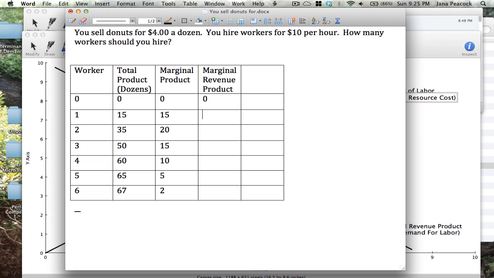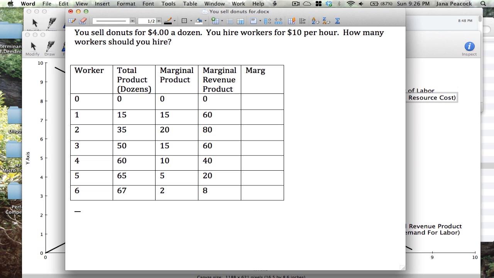So here, to get from marginal product to marginal revenue product, I'll have to multiply by 4, which is the price of each dozen donuts. So here I have 60, 80, 60 again, 40, 20, and 8. So you can see the different values that I have for my marginal revenue product.